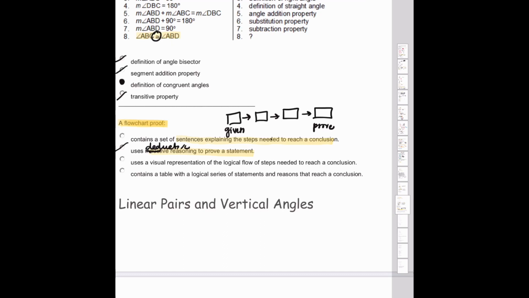Let's look at the next one. A visual representation of the logical flow of steps needed to reach a conclusion. Well, here we have our logical flow of steps in a visual kind of representation. So it's reasonable to assume that that is our answer.